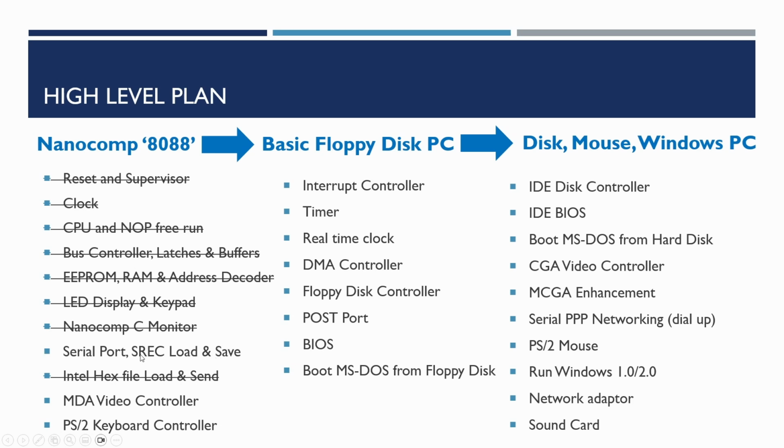And once we've got the serial port, what we should then be able to do is go into the more interesting bit of the project. Doing the monochrome display adapter video controller and adding the PS2 keyboard controller are two of the foundational things that, once we've got those in place, then we should be able to get much closer to the basic PC that we need.